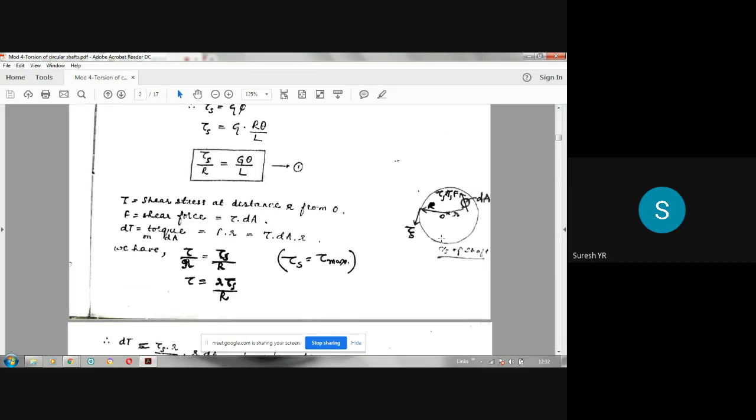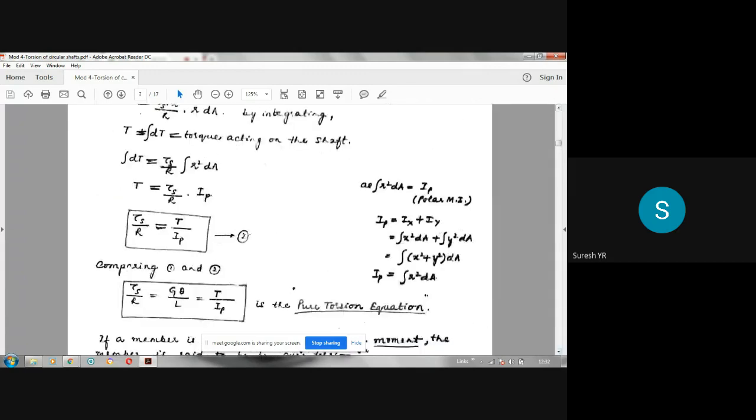This is one expression. Here we got tau S by R is equal to G theta by L. Here we got tau S by R is equal to T by IP. LHS are same in both the equations. You compare, you can write both the equations together like this: tau S by R is equal to G theta by L is equal to T by IP. So this equation is called the pure torsion equation.